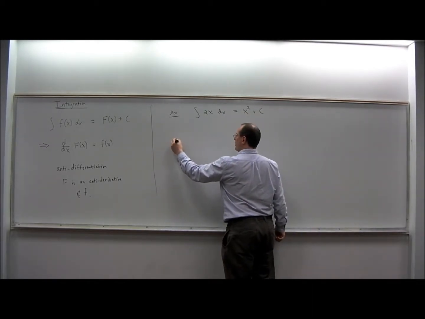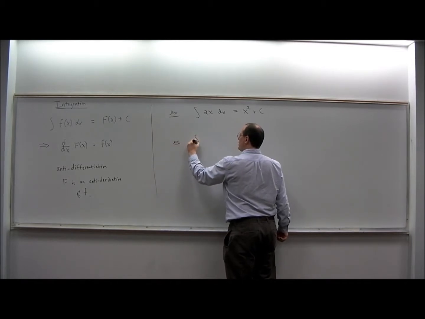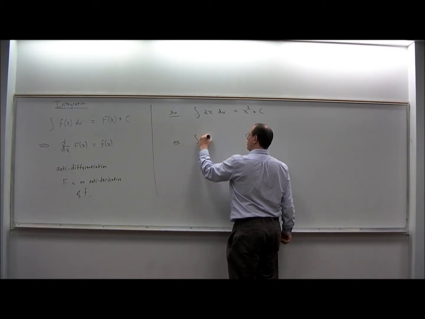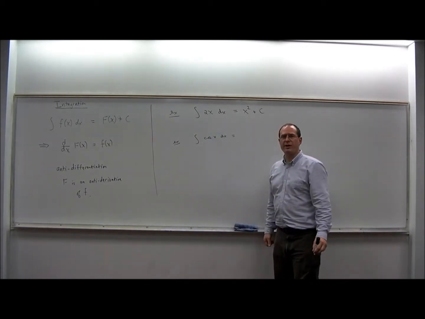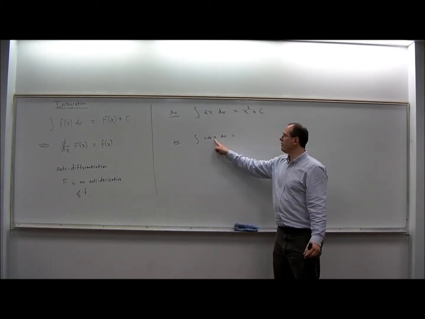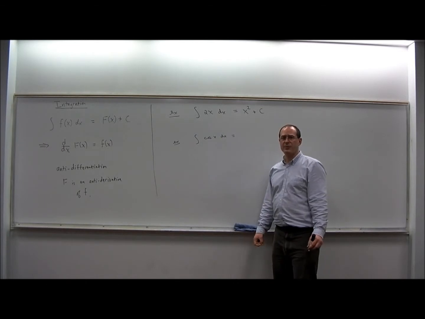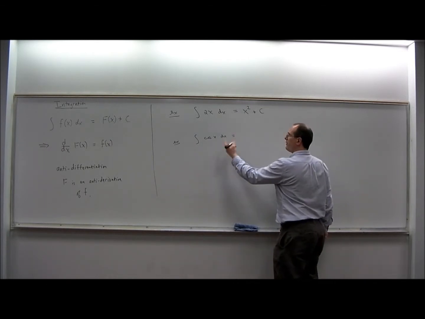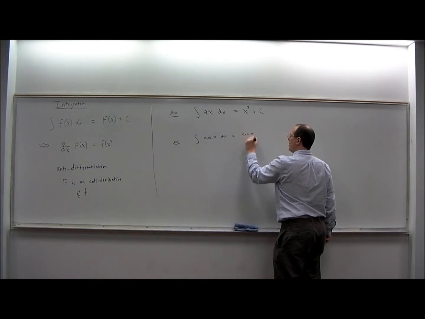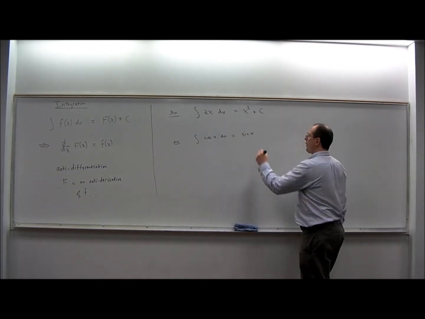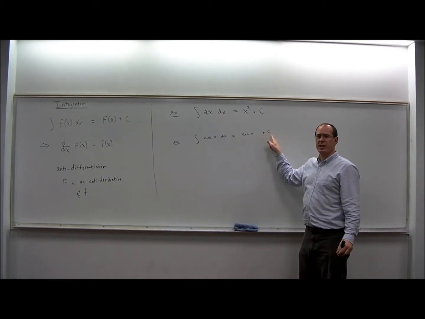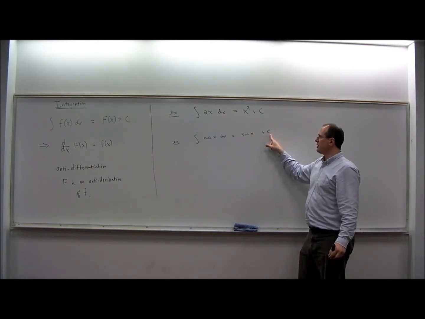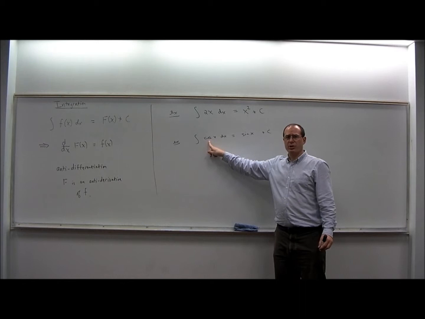Let's look at a few examples here. What is the integral of cosine x dx? So do we know a function off the top of our heads whose derivative is cosine of x? And hopefully we do. The derivative of sine x is cosine x. So the answer is sine x plus any constant. If you take the derivative of the right side, sine x plus a constant, then you get cosine of x.